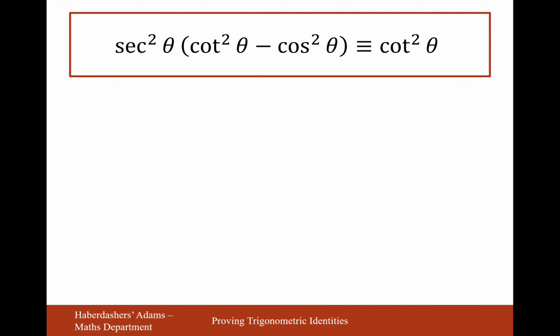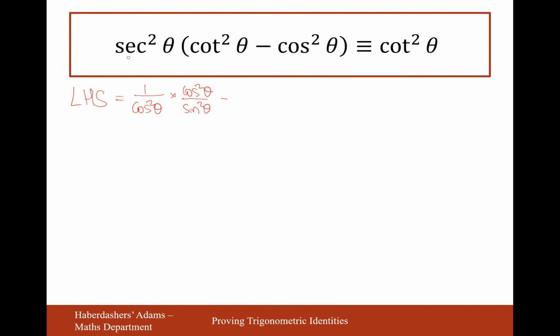Right, sec squared theta times cot squared theta minus cos squared theta is identical to cot squared theta. Let's start with the left hand side. So that's going to give us, let's write it all as sines and coses. So it'll be 1 over cos squared, and expanding the brackets, this will be multiplied by cos squared over sine squared, minus, and then multiplying out this bracket.